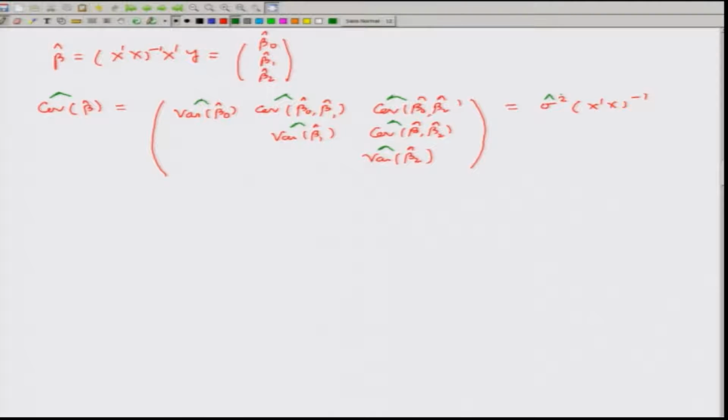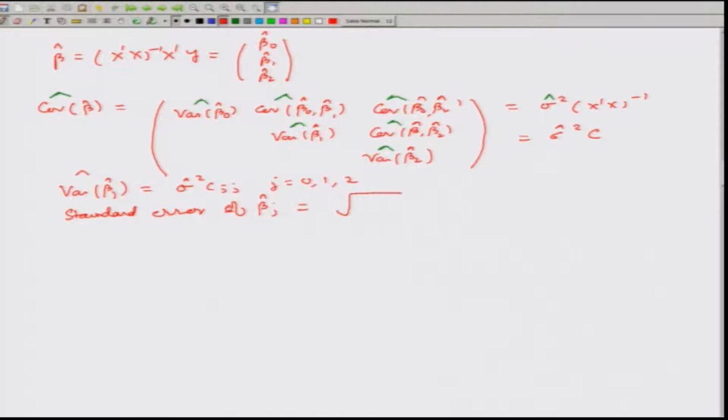Okay. And you may recall that we had denoted, for example, this as sigma square times some matrix C, where we said that the variance of beta j, and its estimator, is given by sigma square hat C jj, where j goes from 0, 1 and 2. Okay, so that is the symbol that we are going to use here. When we are trying to find out the standard error, then the standard error of beta hat j is simply the positive square root of the estimate of the variance of beta hat j.